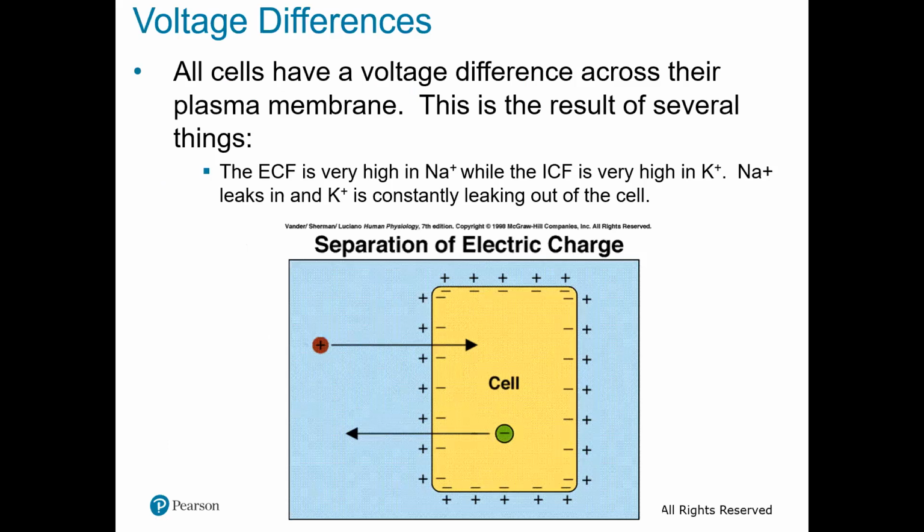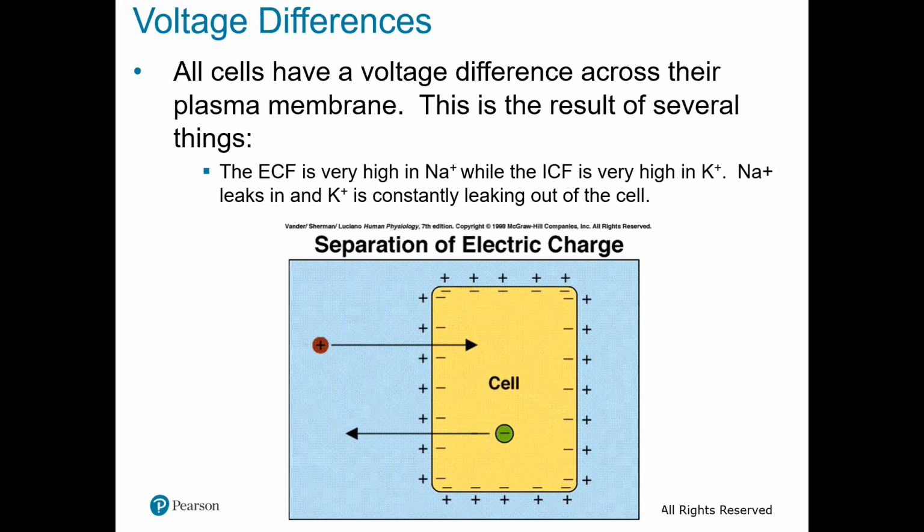Cells have charges. Every cell in our bodies has a charge. Muscle cells are charged at minus 90 millivolts. Nerves are minus 70 millivolts. The reason we have the charge is based on the ions that are outside the cell and inside the cell. Now, most cells have high levels of sodium outside the cell. In the interstitial fluid surrounding all of our cells in our bodies are high levels of sodium.